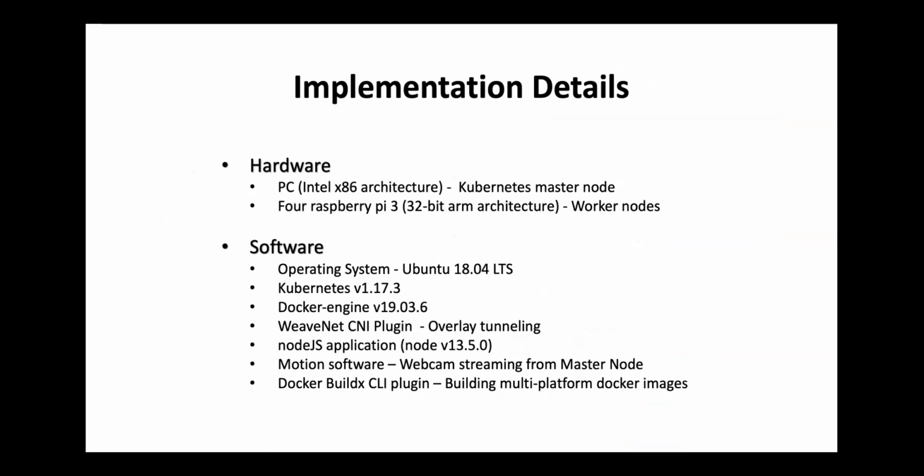We used Ubuntu as the operating system and installed Kubernetes and Docker engine on each device. And we used Weave Net as container network interface plugin to enable overlay tunneling between the fog nodes. For creating the live streaming IoT application, we used Node.js and Motion software. Multi-platform Docker images for these IoT application containers are created using Docker Buildx CLI plugin and pushed on the Docker Hub repository.